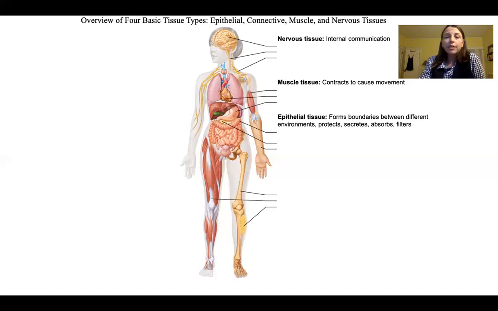Epithelial tissues are the ones that form boundaries between environments. So they do things like protect the whole system, right? They do secrete different substances, absorb as well. That would be like in your intestine, and they work to filter. So today we'll be looking in depth at epithelial tissues. Connective tissues support the entire body. They protect the body, and they help different types of tissues stay together.